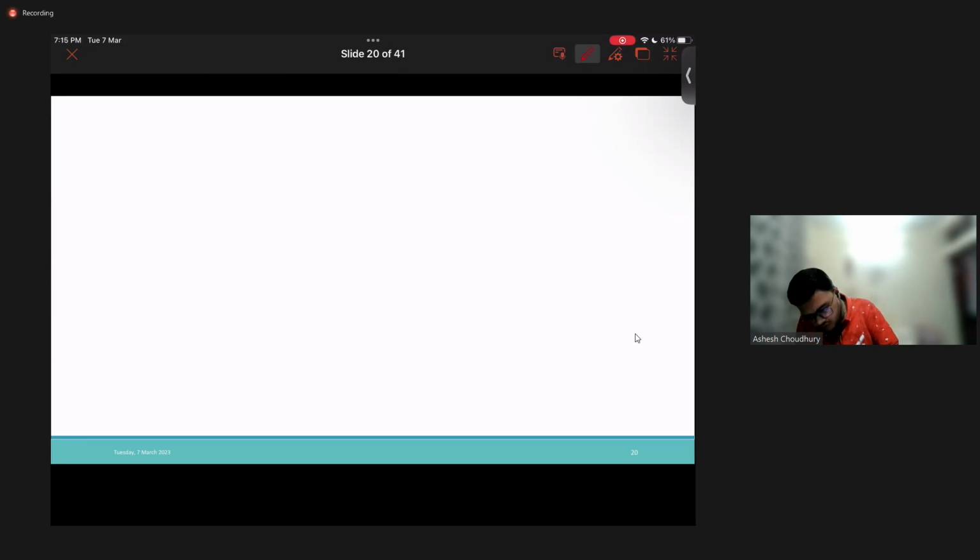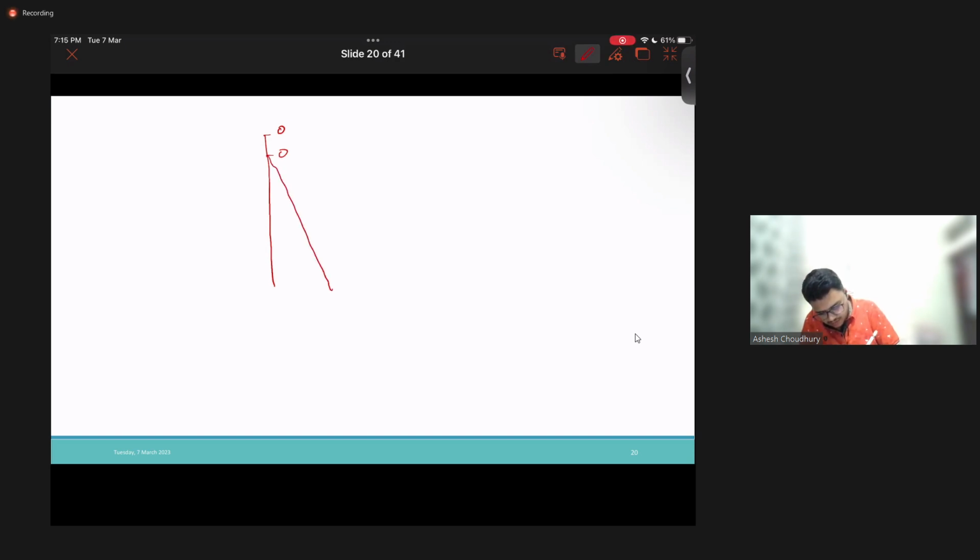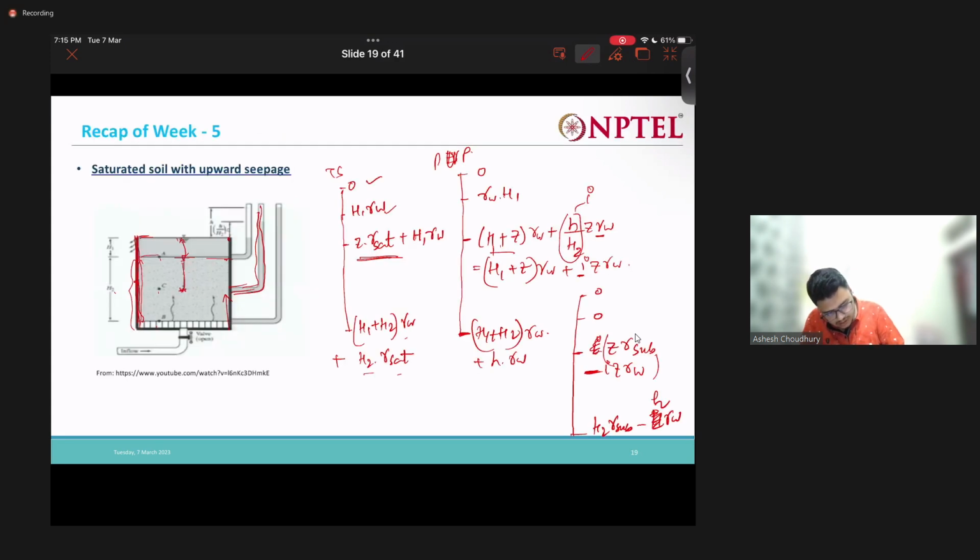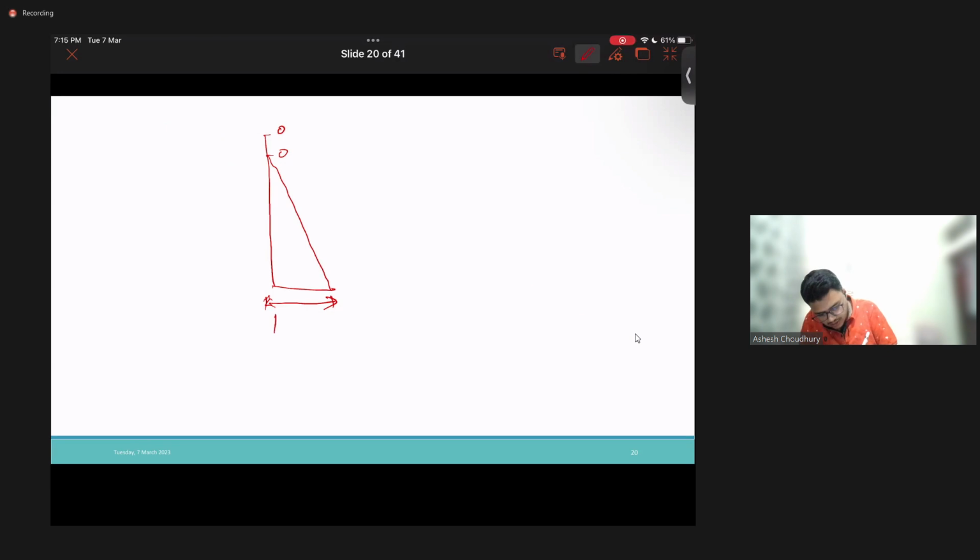For downward flow, see, at the top it is 0, then again it will be 0 here, then it will be like this. See, here we got minus, right? So it will be just plus here. H into gamma sub plus h into gamma w, and at Z depth we will get Z into gamma sub plus i z gamma w. This is for downward flow.